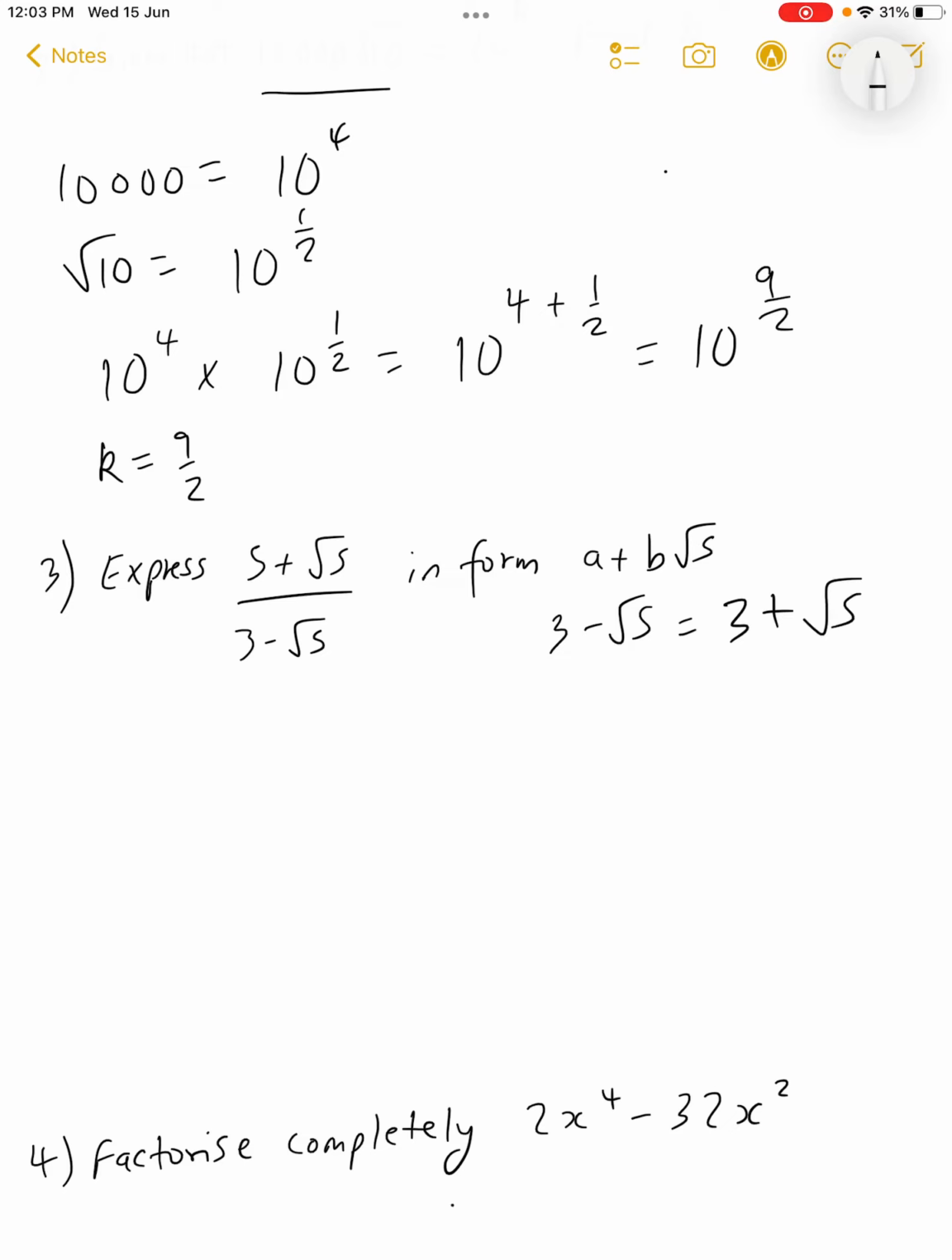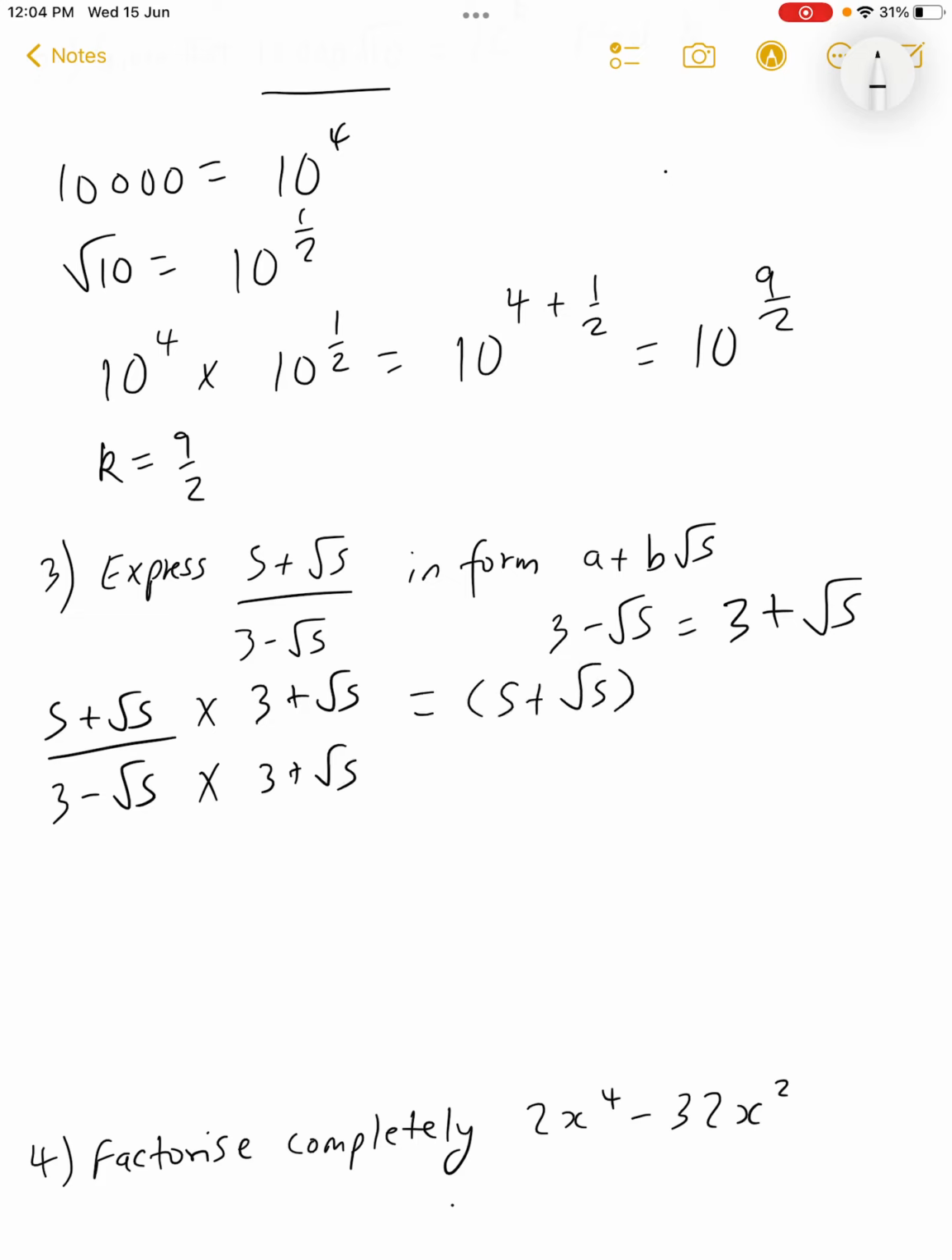So now you have to multiply the conjugate by both the numerator and the denominator. So you have 5 plus square root 5 divided by 3 minus square root 5. You have to multiply both the numerator and the denominator by the conjugate, 3 plus square root 5. Now what I like to do is put these in brackets. So you have (5 plus square root 5)(3 plus square root 5) divided by (3 minus square root 5)(3 plus square root 5). Now you're just opening up the brackets.